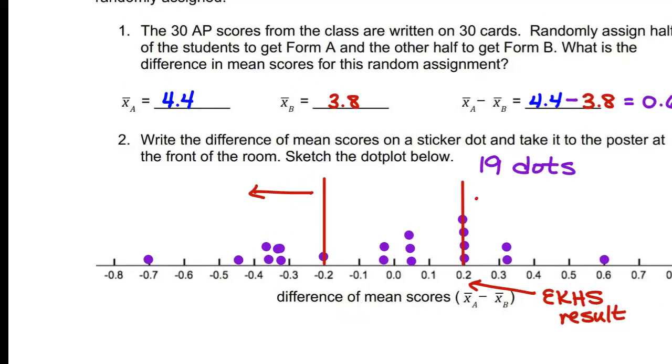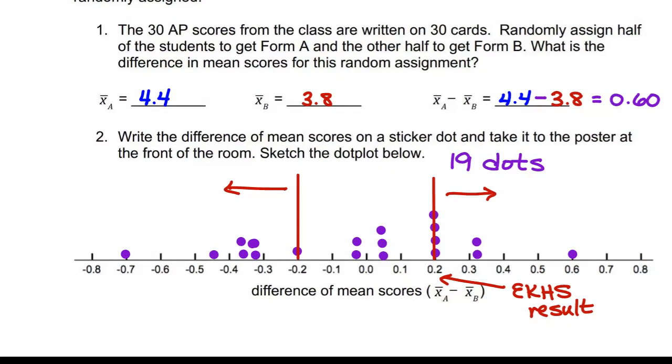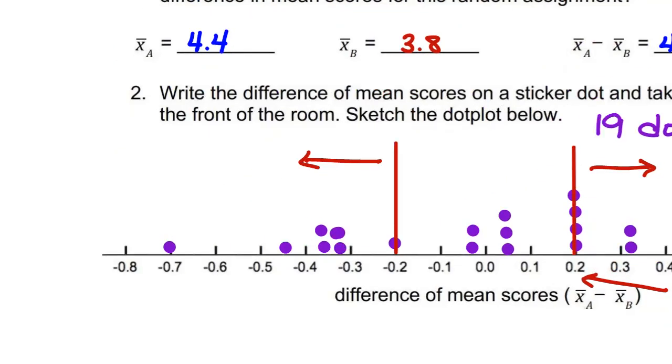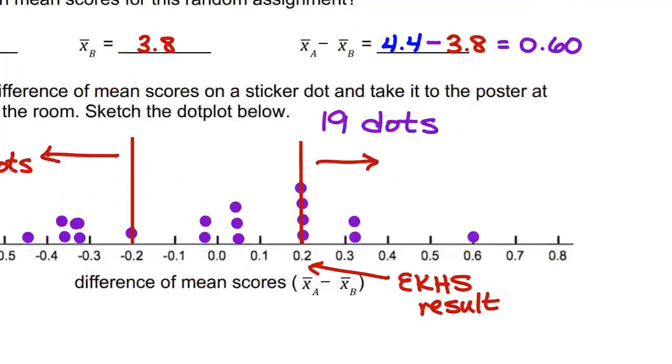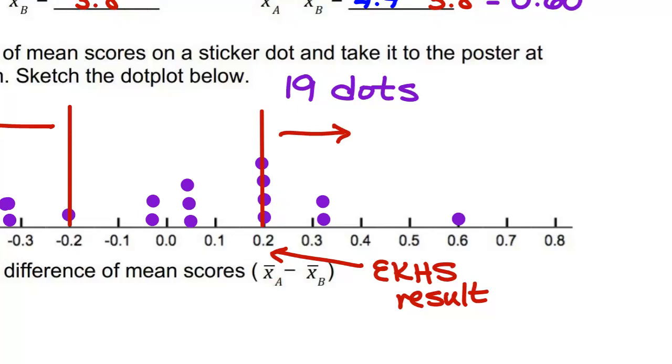So let's look at what we got. How many dots are there that are less than or equal to negative 0.2 or greater than or equal to 0.2? How many on this side? 1, 2, 3, 4, 5, 6. Remember, we have to count the one that's exactly here because it's less than or equal to that. So 7 total. 7 dots over here. And on the other side, 0.2 or greater, I got another 7 dots over here.